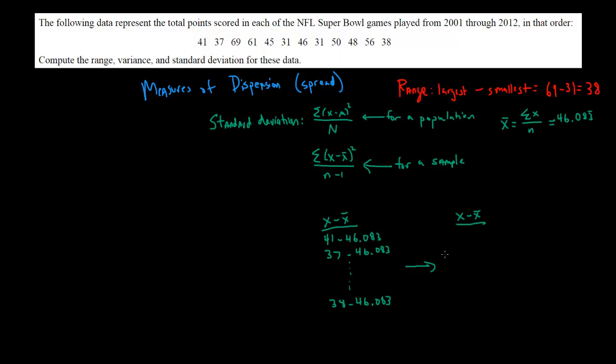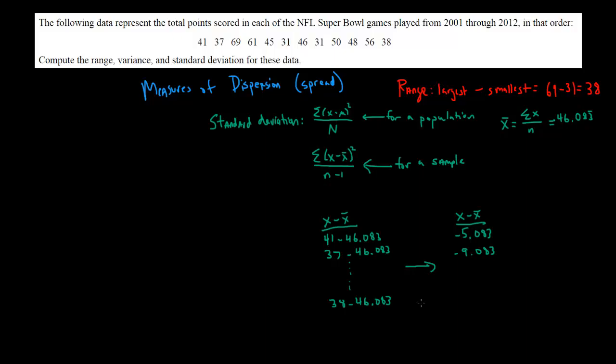So 41 minus 46.083. So that's negative 5.083. And 37 minus 46.083. That is negative 9.083. Okay. Oh, let's see here. Okay, now we need to do 69. 69 minus 46.083.